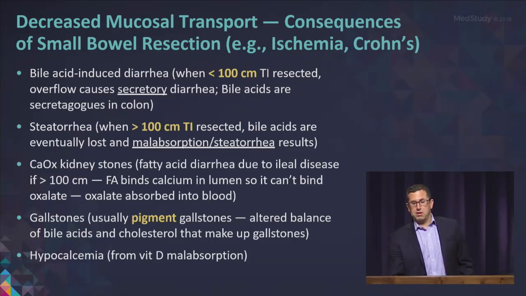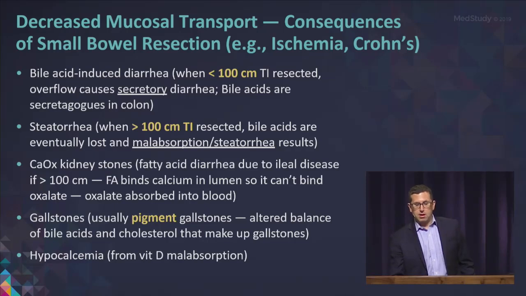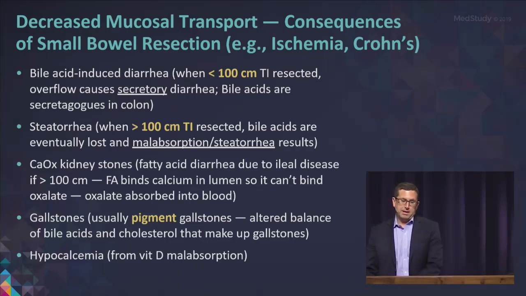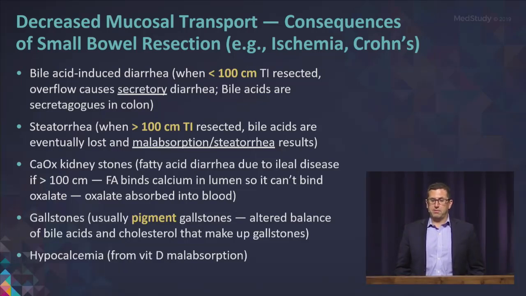However, if you have greater than 100 centimeters of the TI resected, bile acids are depleted. Okay, and then this leads to malabsorption and steatorrhea because bile acids are needed for fat digestion. Also, when greater than 100 centimeters of the TI is resected, you will get calcium oxalate kidney stones. And the reason for this is because fatty acids bind calcium in the lumen so that oxalate is freed up and it's absorbed and it can deposit in the kidney.